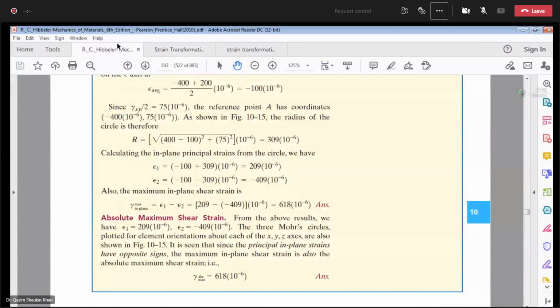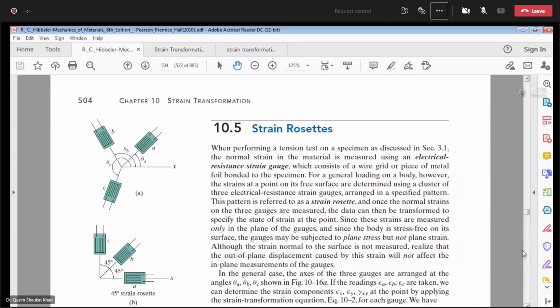So let's start with our new topic, that is strain rosette. In your lab classes, you have studied that strain gauges can be used to measure the normal strains. So strain gauges will only measure the strain in the direction in which it is attached. If it is attached in X direction, it will measure the strain in X direction. If it is attached in the Y direction, it will measure the strain in Y direction. If it is placed out of the plane, it will measure the strain only in that direction. So strain gauges can only measure the strain in the direction in which it is attached.